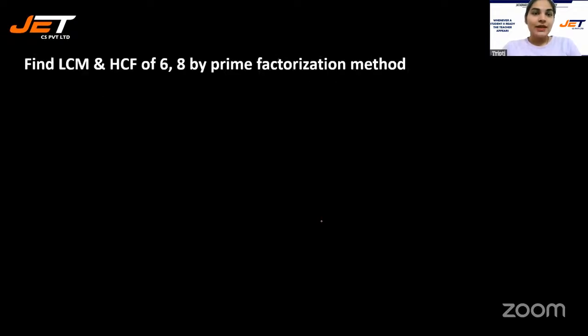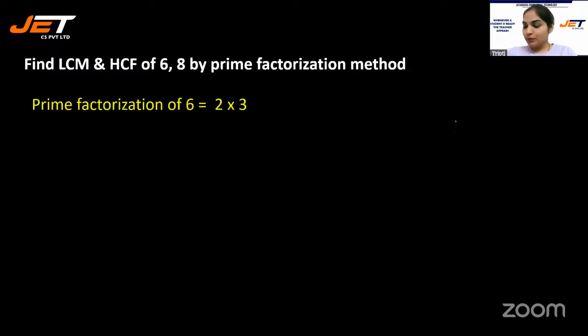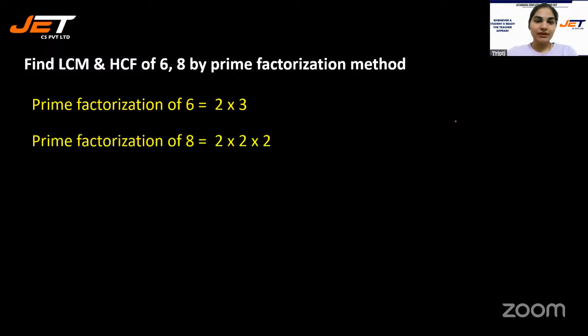If we have to find the LCM and HCF of 6 and 8 by prime factorization, you have to write all the prime numbers. You have to split it in the form of prime numbers. 6 is equal to, can I write 6 as 2 times 3? Of course I can. Now 8, it can be written as 2 times 2 times 2, right? 2 is a prime number, 2 is a prime number here, and 3 is a prime number here.